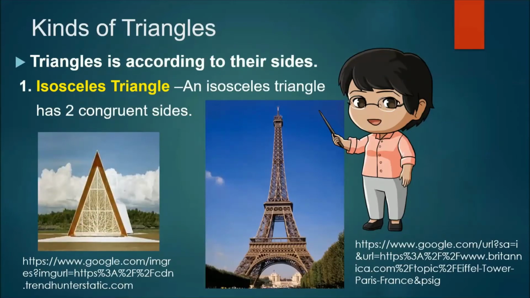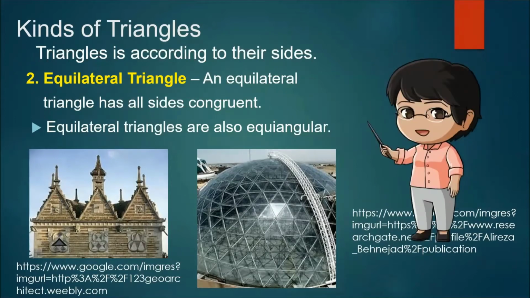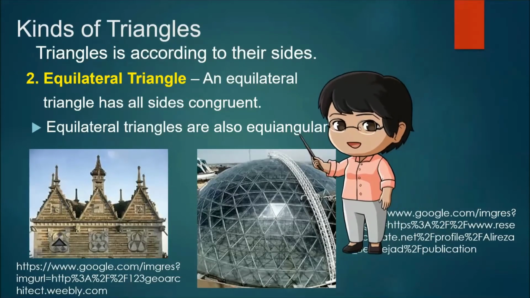We can also classify triangles according to their sides. Isosceles triangle. An isosceles triangle has two congruent sides. Equilateral triangle. An equilateral triangle has all sides congruent. Equilateral triangles are also equiangular. Look at these buildings. Their basic design is made up of equiangular equilateral triangles.